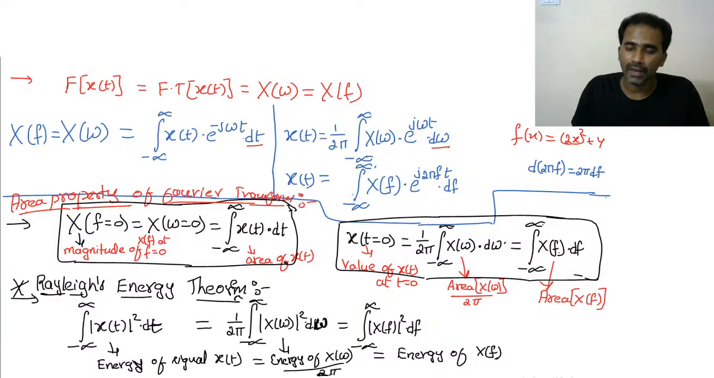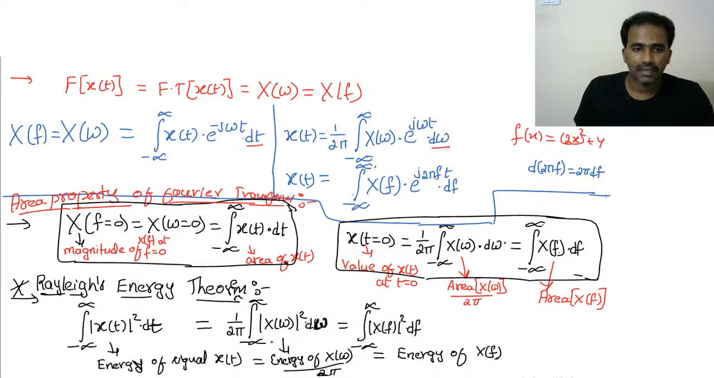So the signal is squared. Why is it squared? Because you want to find the energy, no? The signal x of omega is squared and then integrated with respect to omega. Whenever we are integrating with respect to omega, we use the factor 1 by 2 pi. So the 1 by 2 pi need not be squared. Only the signal is squared and then integrated with respect to d omega.